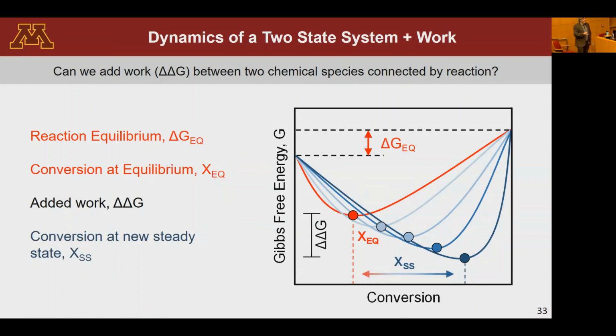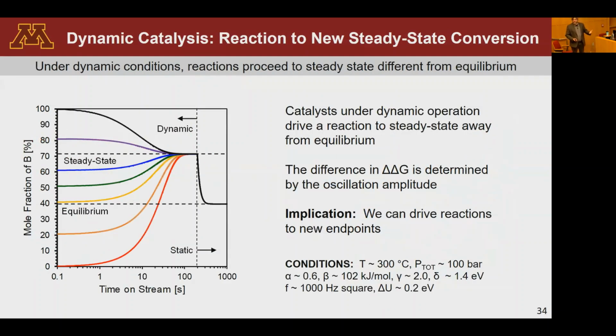So if we could do that, we would have some added work we put into our system that we could impose on it from the surface. And that would push this system to a new condition. That's not a new equilibrium because the equilibrium doesn't change, but it's a new steady state for a particular system. So this actually seems to occur in the simulations that we run.